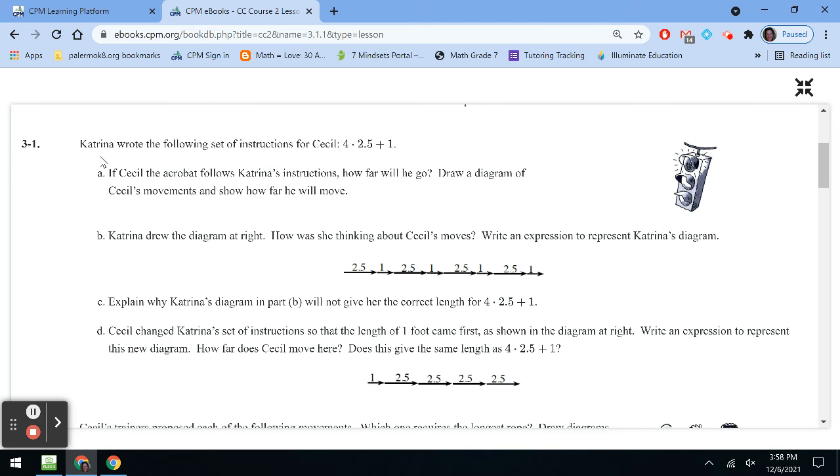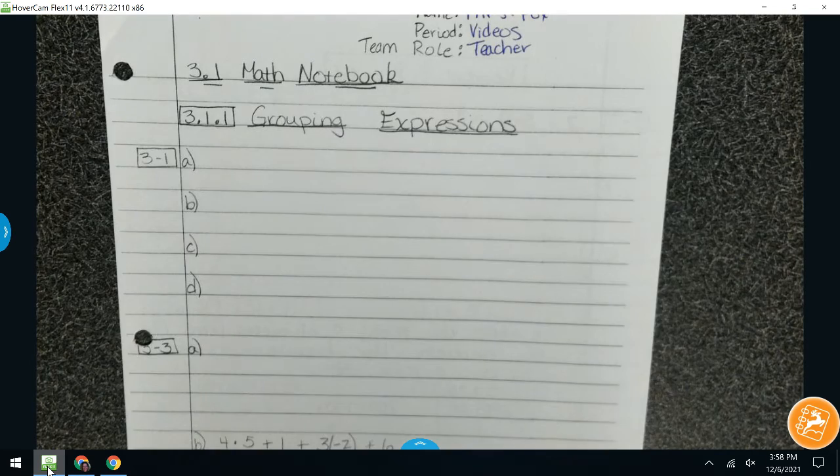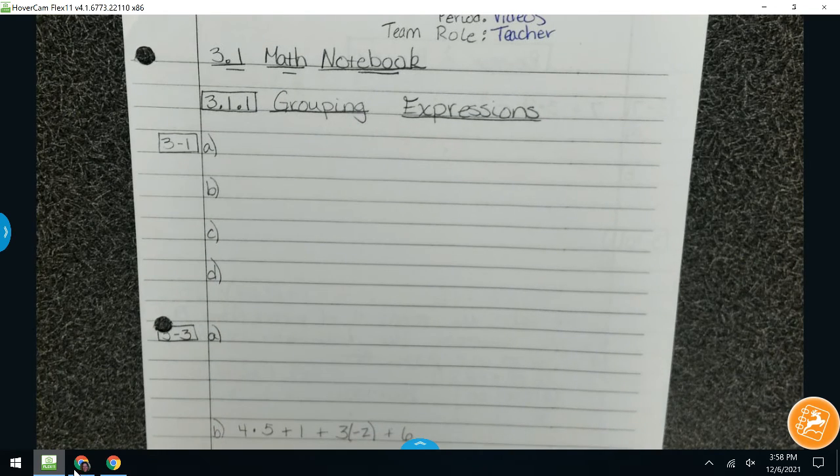So right here we have Katrina wrote the following set of instructions for Cecil. 4 times 2 5/10 or 2 1/2, plus 1. If Cecil the acrobat follows Katrina's instructions, how far will he go? Draw a diagram of Cecil's movements to show how far he will move. So in our notebook here, we're going to be writing that expression. We're going to be drawing it.